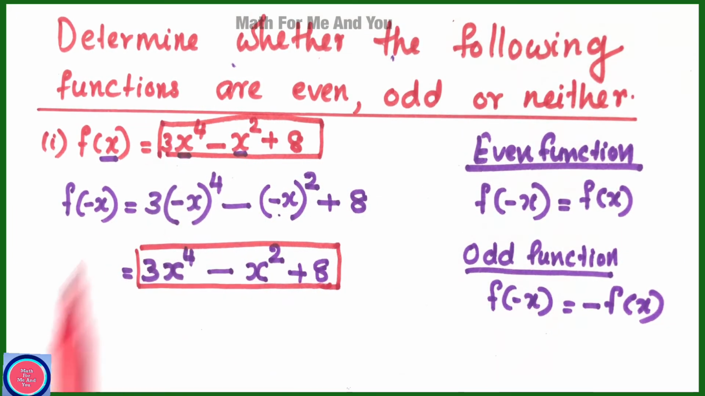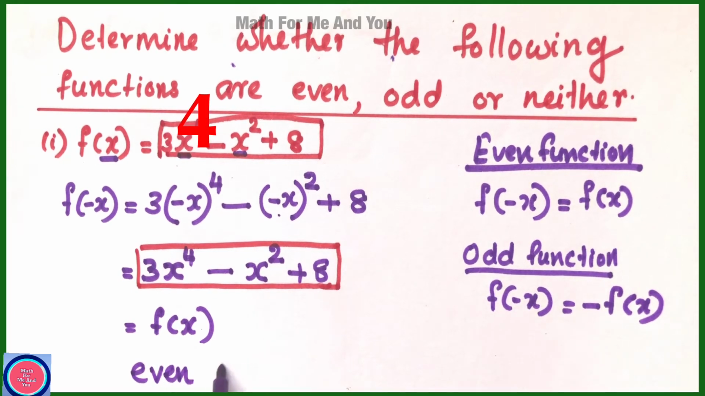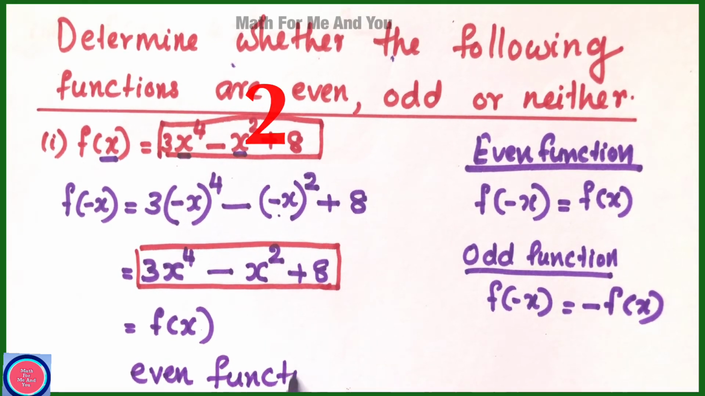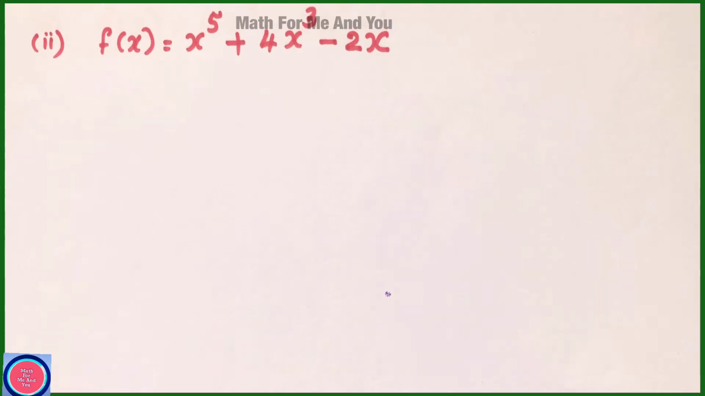So we can say that when we replace x with minus x, we get the same function f of x. So it is an even function because f of minus x equals f of x. And look at the powers of x: x to the power 4, x to the power 2, and 8 means x to the power 0, all even powers.